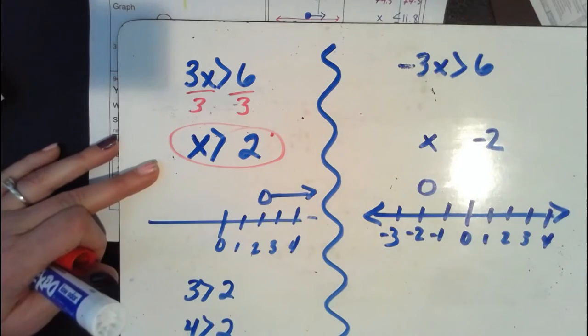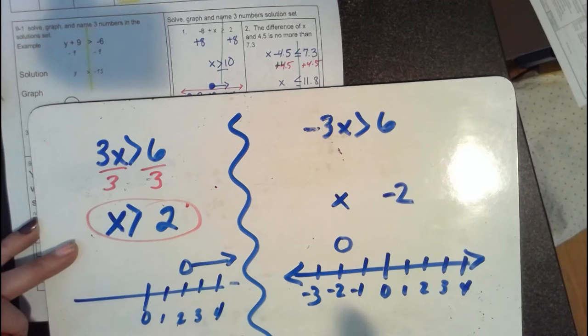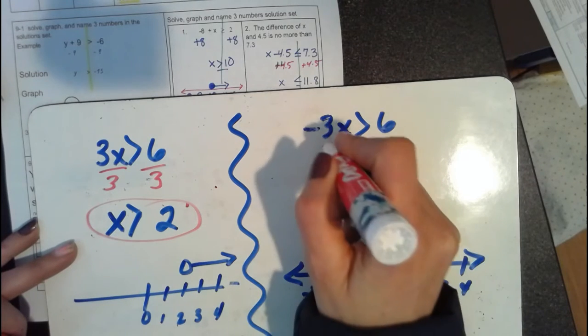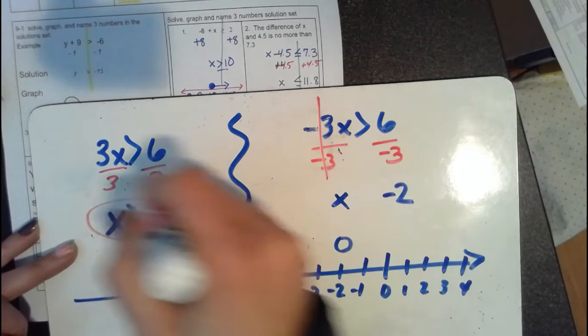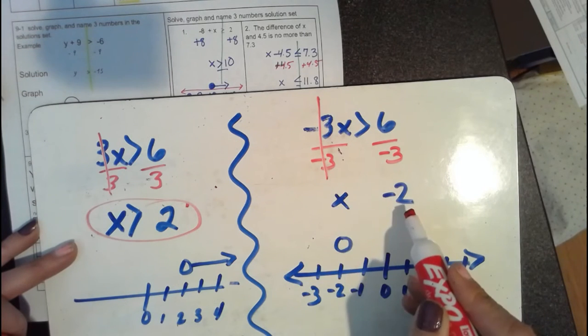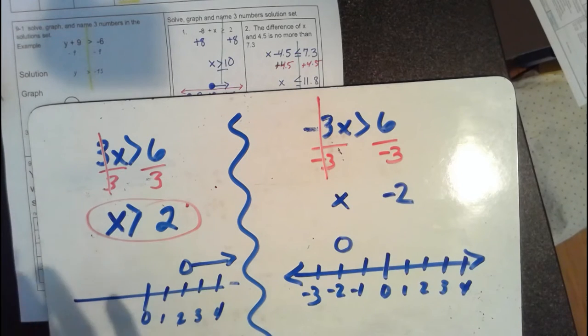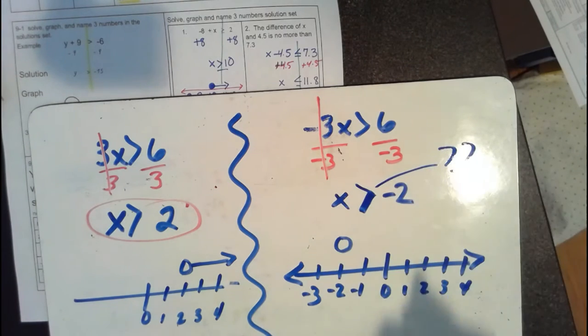That's true. But the mess comes when I have a negative coefficient. Everything kind of goes crazy here. So I divide by -3 on both sides. Okay, and I get x and the -2. And it seems like I should get this inequality. It should stay, but I'm going to put a question mark by it.